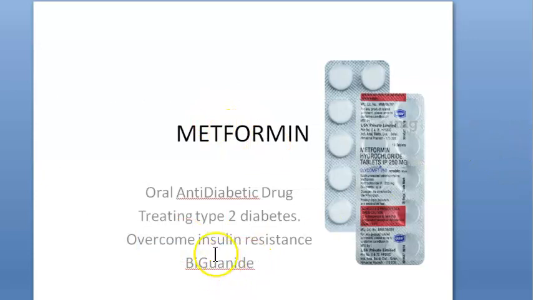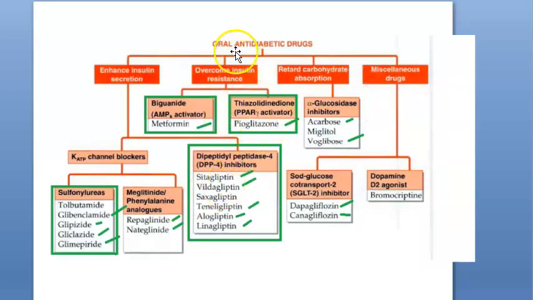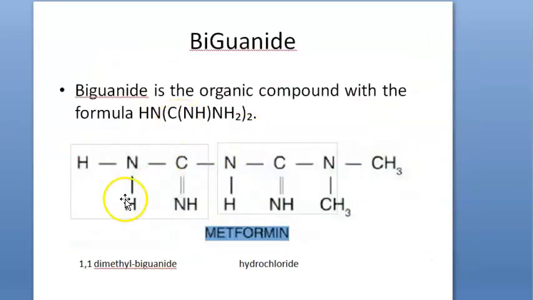Okay. What classification does it come under? Metformin comes under this classification of oral anti-diabetic drugs. It comes under this one, overcome insulin resistance, Biguanide. What is it? Biguanide, AMPK activator. Example, only one is there, metformin. So it's a Biguanide. Okay. So what is Biguanide? Biguanide means two compounds or groups are there like this, and in this case two methyl groups are also attached. So this is the exact structure of metformin.